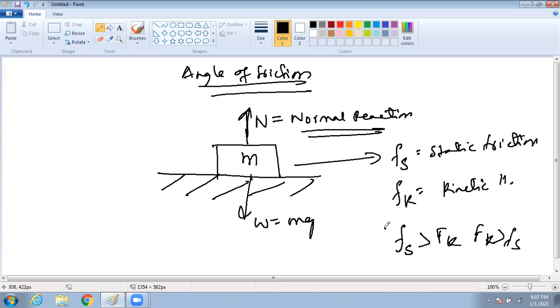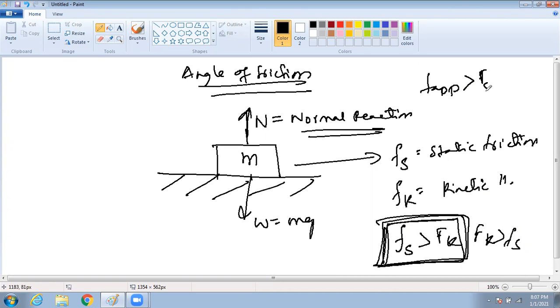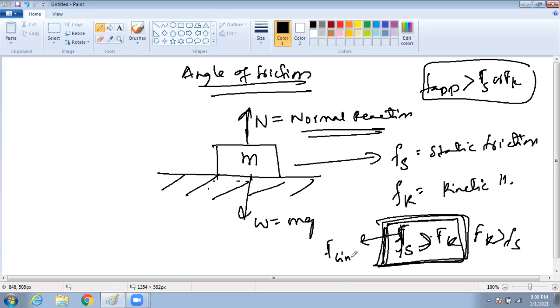If Fs is greater than Fk, then will the body move or not move? It does not move. If the applied force F is greater than Fs or Fk, then only the body will move. Your Fs will obviously be greater than Fk. Why? Because if Fs is greater, then only the body will be at rest. Understood? So if the body is at rest, the maximum friction is Fs, and that is equal to F limiting. Remember that.